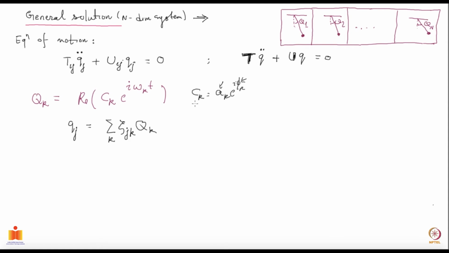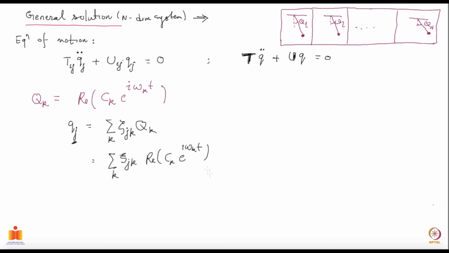I will remove this now. Okay, good. So I can write this as xi_jk times the real part of ck e to the i omega k t. Note that all these elements xi_jk are also real. They have to be real because your qj's are real, and this part is real, so this has to be real. Otherwise, your displacements would not be real.